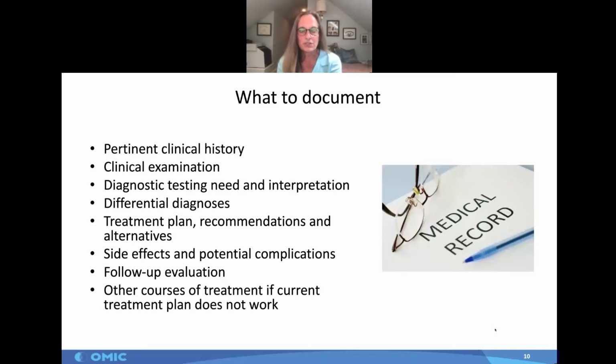Then, of course, reviewing your differential diagnosis, what could be happening with this patient, and then arriving at what you think is probably happening, your diagnosis, and a treatment plan with recommendations and any alternatives. As far as side effects and potential complications, there should be a thorough discussion that's also documented. And then what is your follow-up plan? When do you want that patient to follow up with your recommendations or to follow up with another exam? It's important also to review other courses of treatment if your current treatment plan does not work, and then to document those.